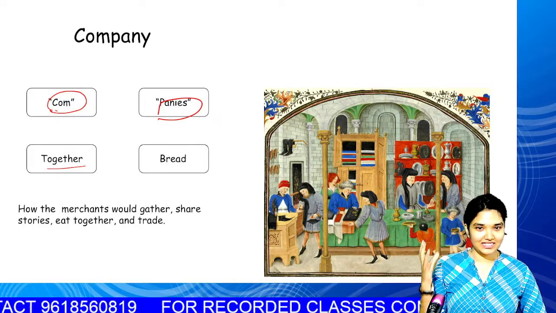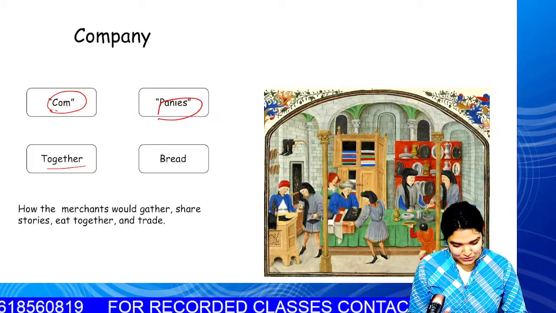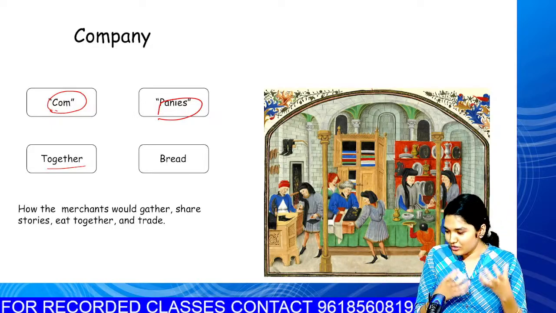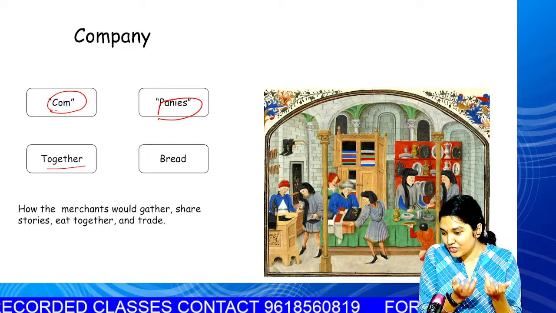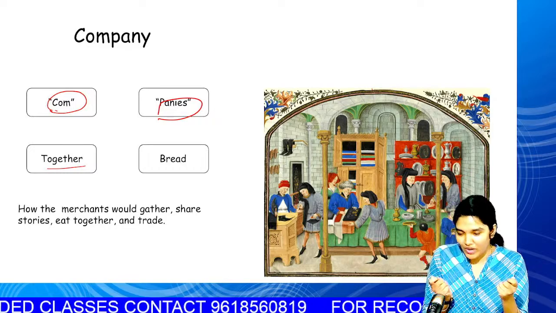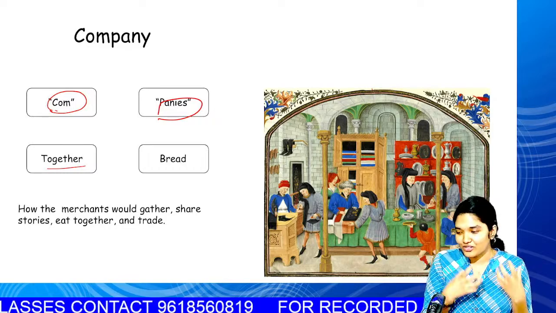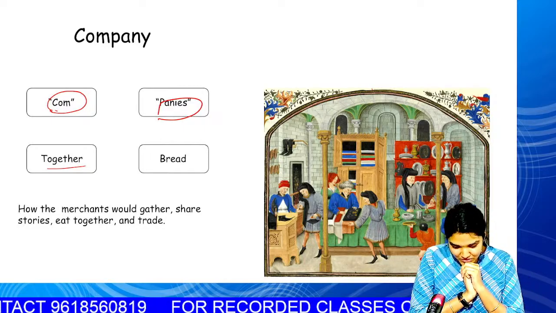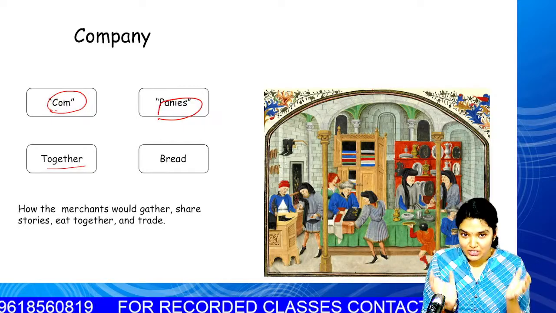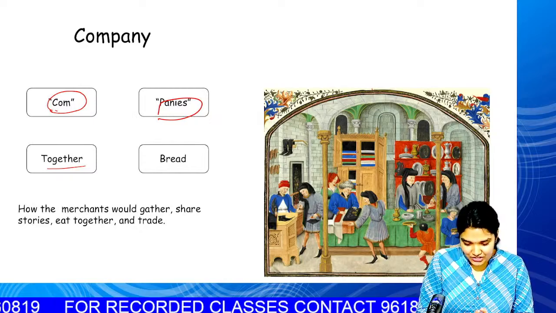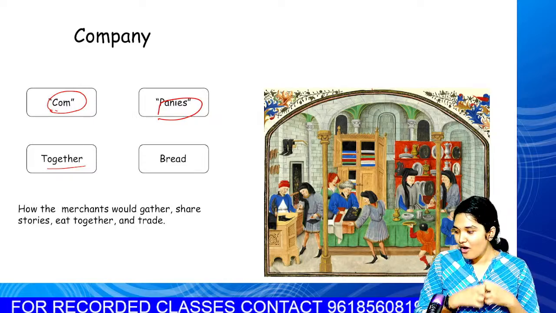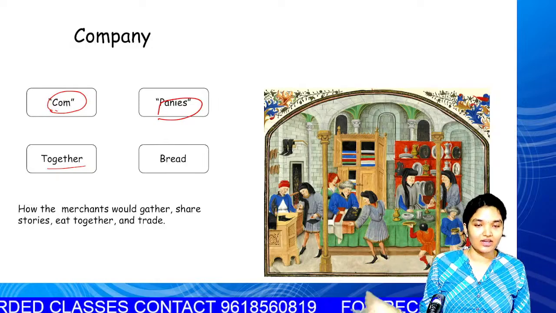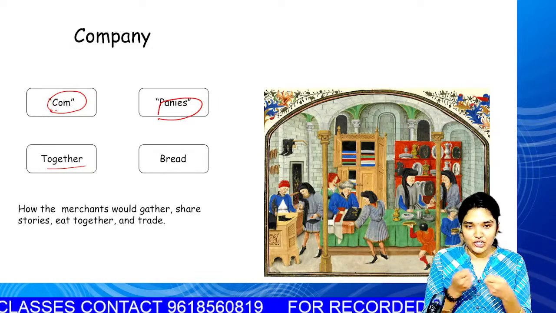So previously, when the merchants used to do business, they used to come together. They had to do the trading business, and they would share bread. So that is how the origin of the word has come. The merchants would gather, share stories, eat together and trade. So that is why we got the origin as "come together." Pennies means bread. So they would come together, do business and share bread.